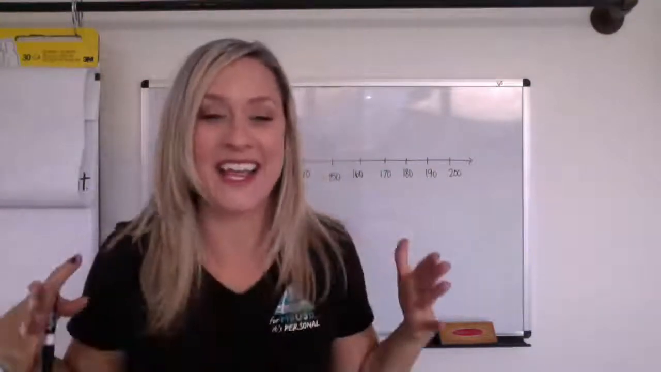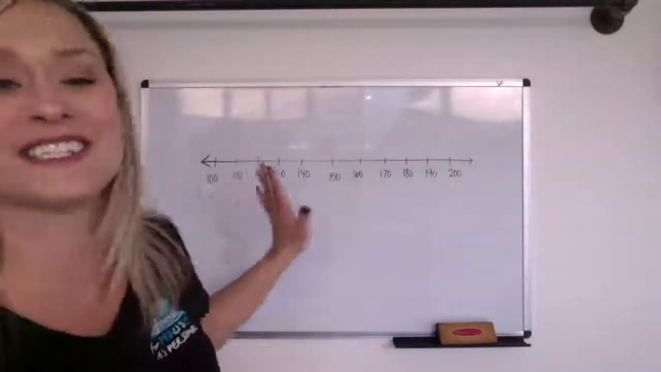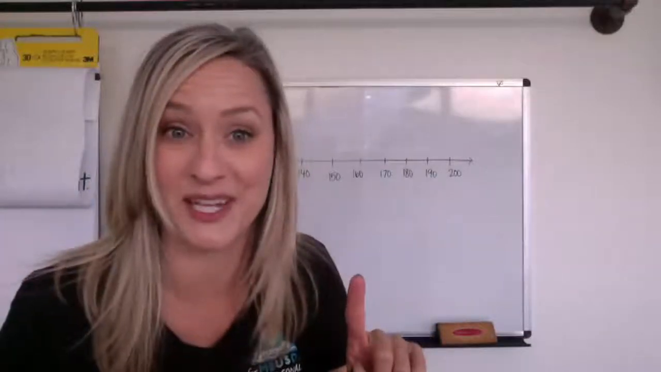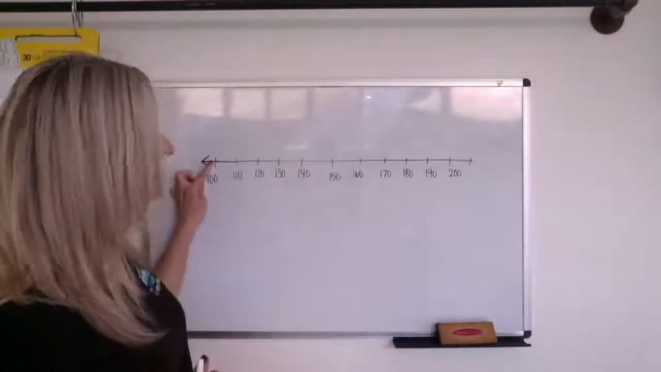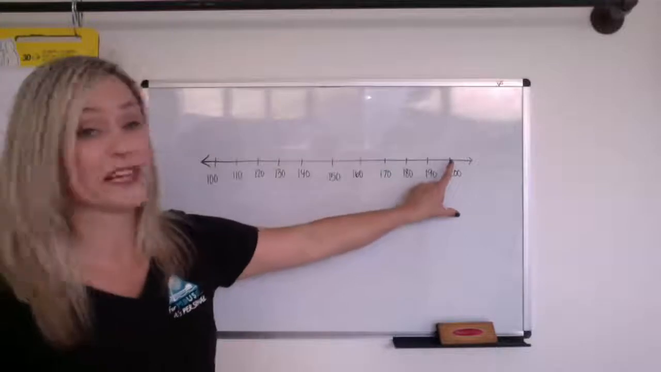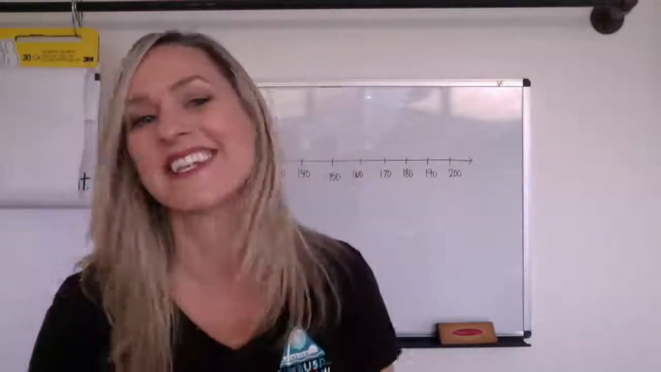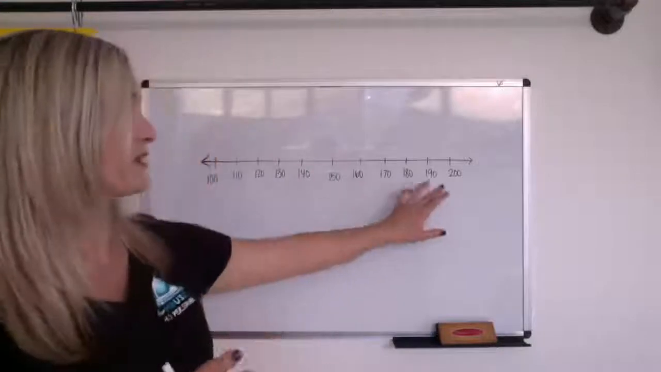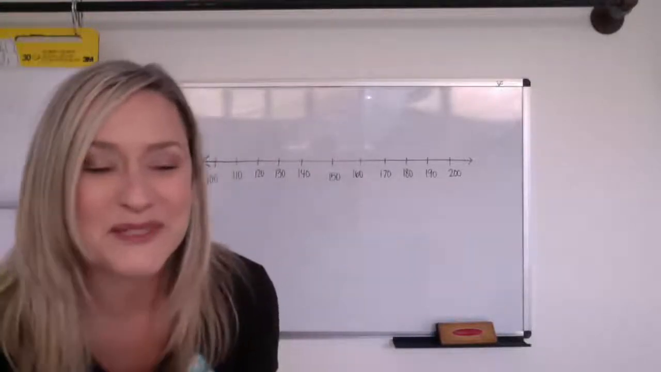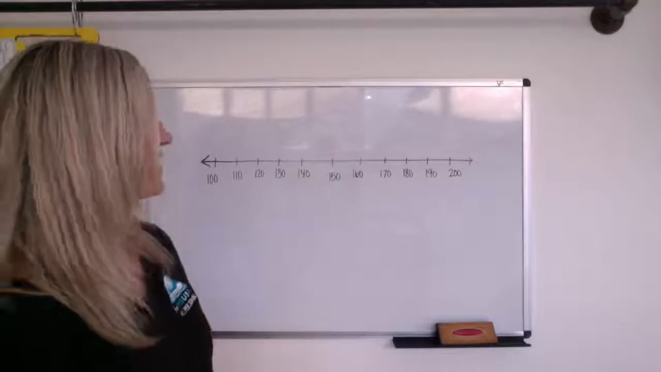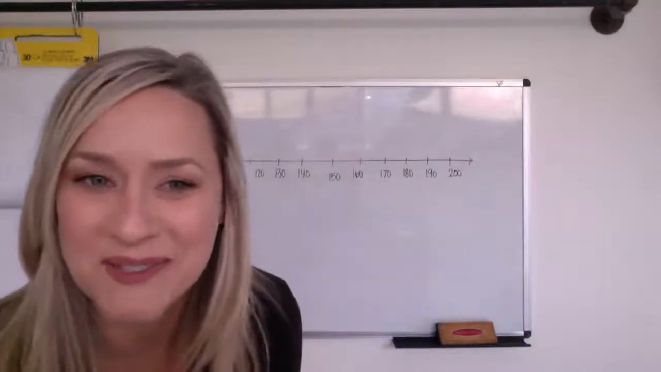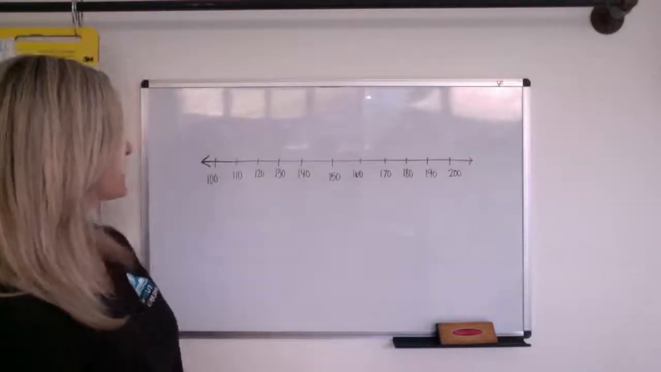I'm back, and I'm going to guess that you noticed that the start of this number line is 100. And the ending number that we see on the number line is 200. Did anybody notice that? So those are called our endpoints on the number line. And maybe you noticed the middle of the number line. What is the middle of the number line? What number do you think goes in the middle?